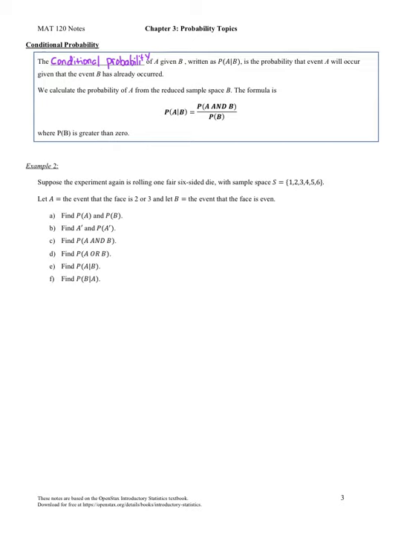Looking at example 2, once again, let's roll a fair 6-sided die. We're going to let A equal the event that we will roll a 2 or a 3. We'll let B be the event the face is even. So let's write the outcomes for each. So here is A and B.